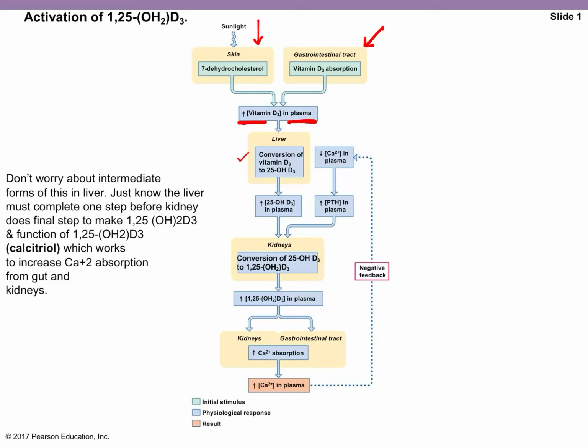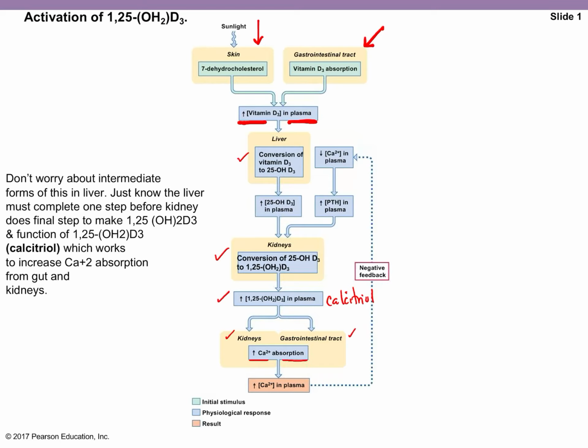Then that form travels in the bloodstream to the kidneys, and this is where you ultimately get the active form of D3. And so you're going to get an increase in concentration of the active form. Again, this is calcitriol. And then that, since it's active, it will work on your kidneys and will work on your GI tract to increase calcium absorption.